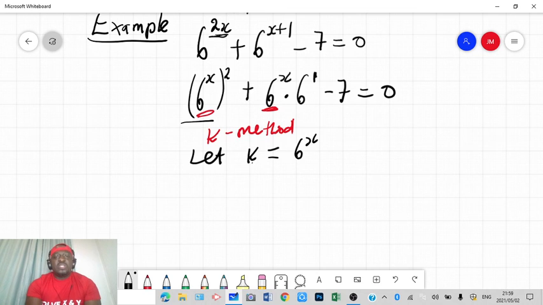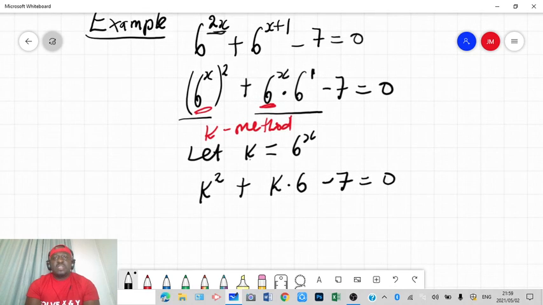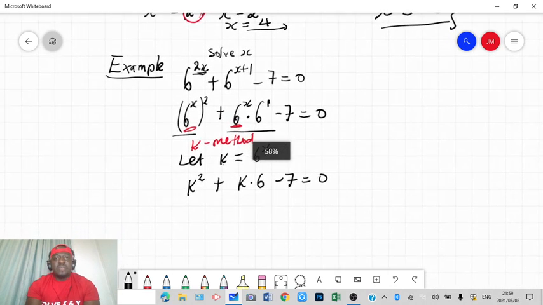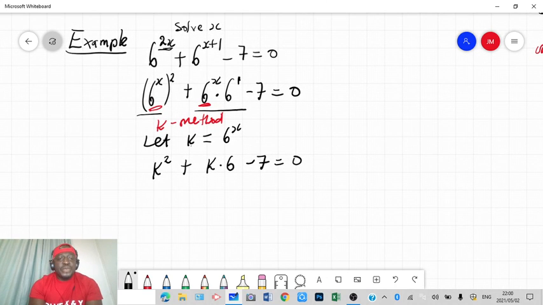So in this equation, wherever I see 6 to the power x, I'll represent it with a k. So I'll have k squared plus k times 6 minus 7 equals 0. And try to solve for what? Solve for k in that regard. So rewrite this properly in your trinomial: k squared plus 6k minus 7 equals 0.